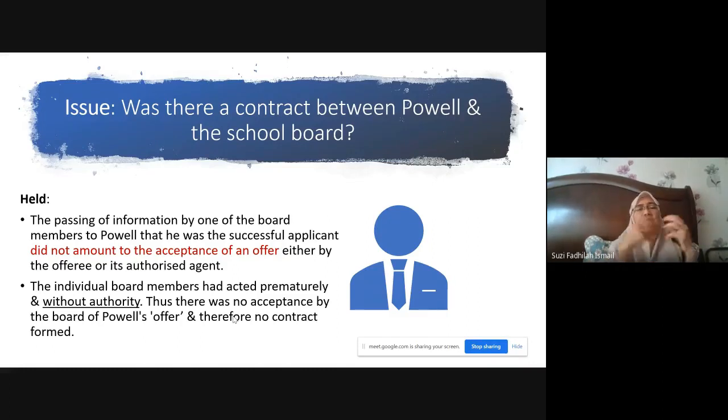Why? Because the board member doesn't have the authority. It's like a leak of information here. That board member wasn't authorized to inform. It's too premature; the decision is not finalized yet. So the individual board member had acted prematurely and without authority. So there's no contract. There was an offer, but there's no acceptance on the part of the board members, the interviewer. So no contract between them.